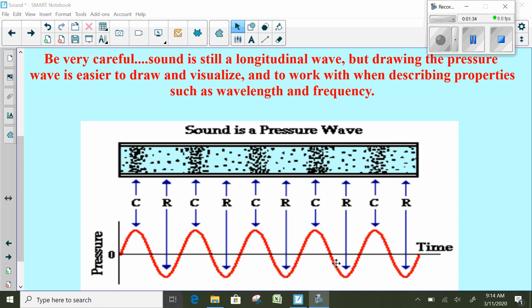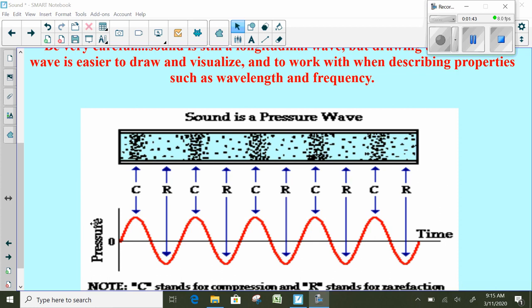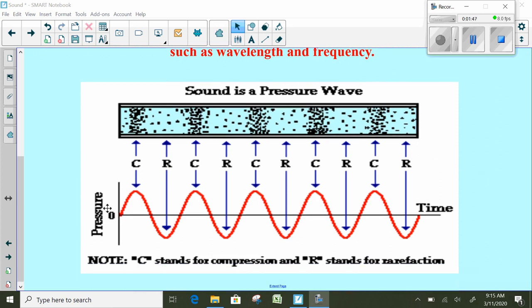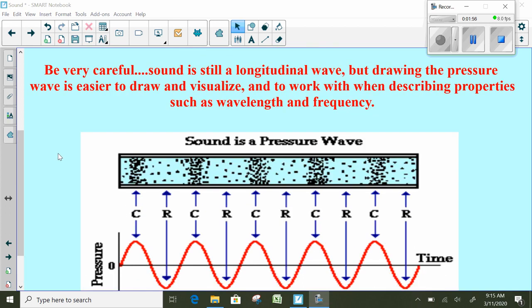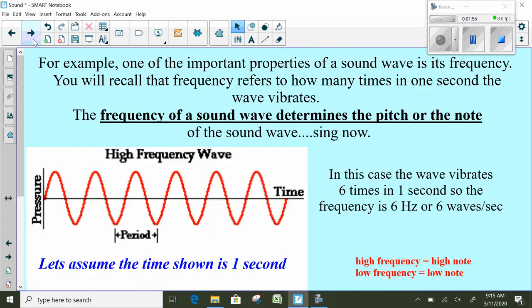Now, just be careful. It looks like a transverse wave, but it's not transverse. We're plotting it so it looks transverse. And now we can talk about the frequency or the wavelength. We can use the same vocabulary as before. So from now on, when I draw a sound wave, even though it's really this, we're going to draw it like this. We're going to draw it as a pressure wave. It just makes it much easier when we're doing problems.